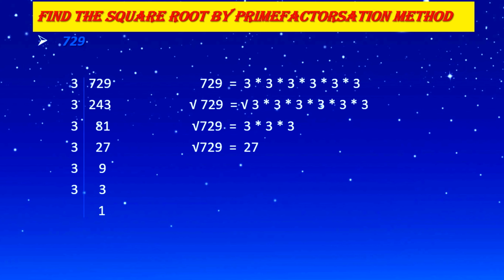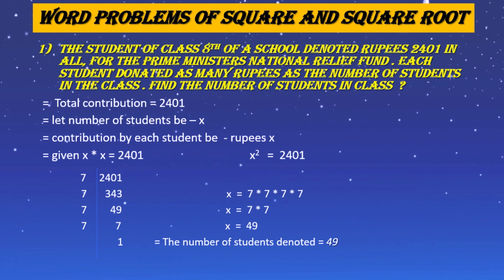In this method, we find the square root by the prime factorization method. Let's see the word problems of square roots. First one: the students of class 8th of a school donated rupees 2401 in all for the Prime Minister's National Relief Fund. Each student donated as many rupees as the number of students in the class. We should find the number of students in the class.